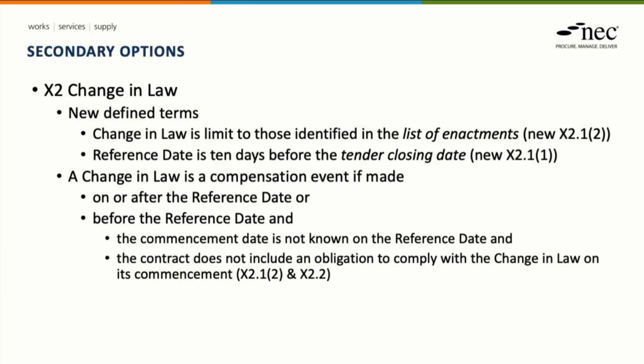X2, change in law. The scope of this clause is flexible and has been changed to only cover enactments or legislation that are specifically listed in contract data. So it doesn't cover all pieces of legislation or enactments. We then set a point in time after which a change in such an enactment or legislation would constitute a compensation event, and this is done by reference to the tender closing date, and then we define when the compensation event is triggered.